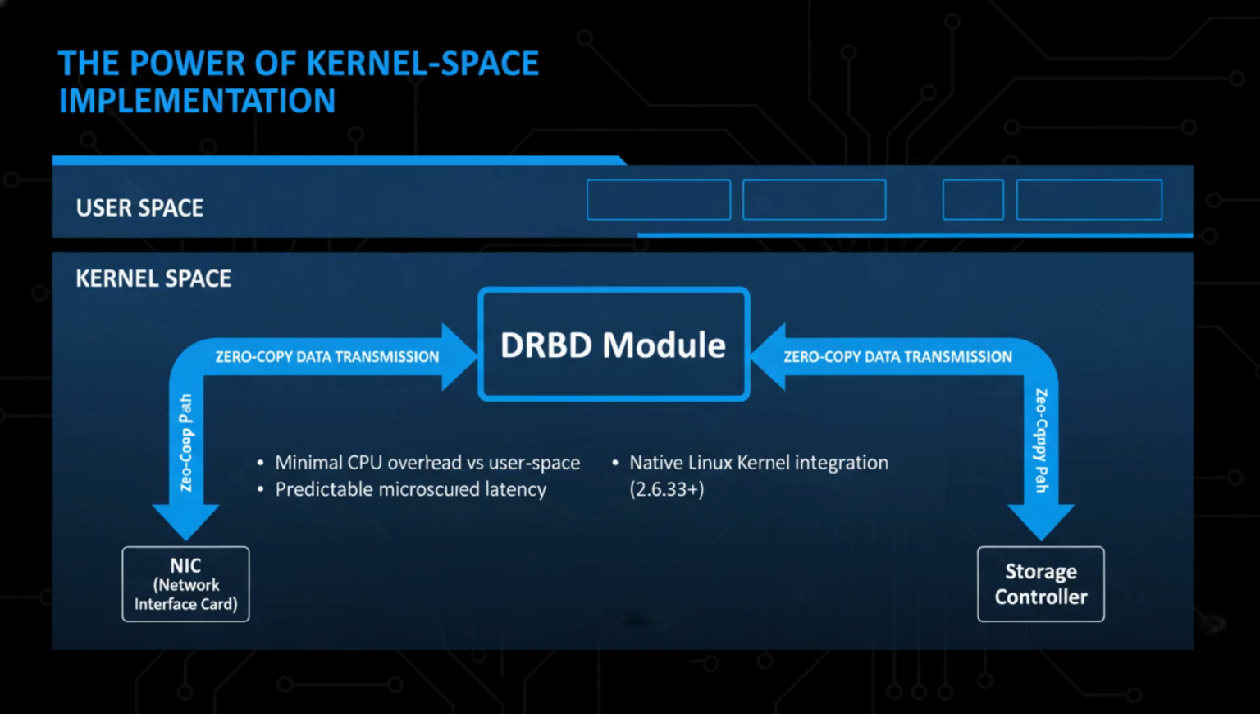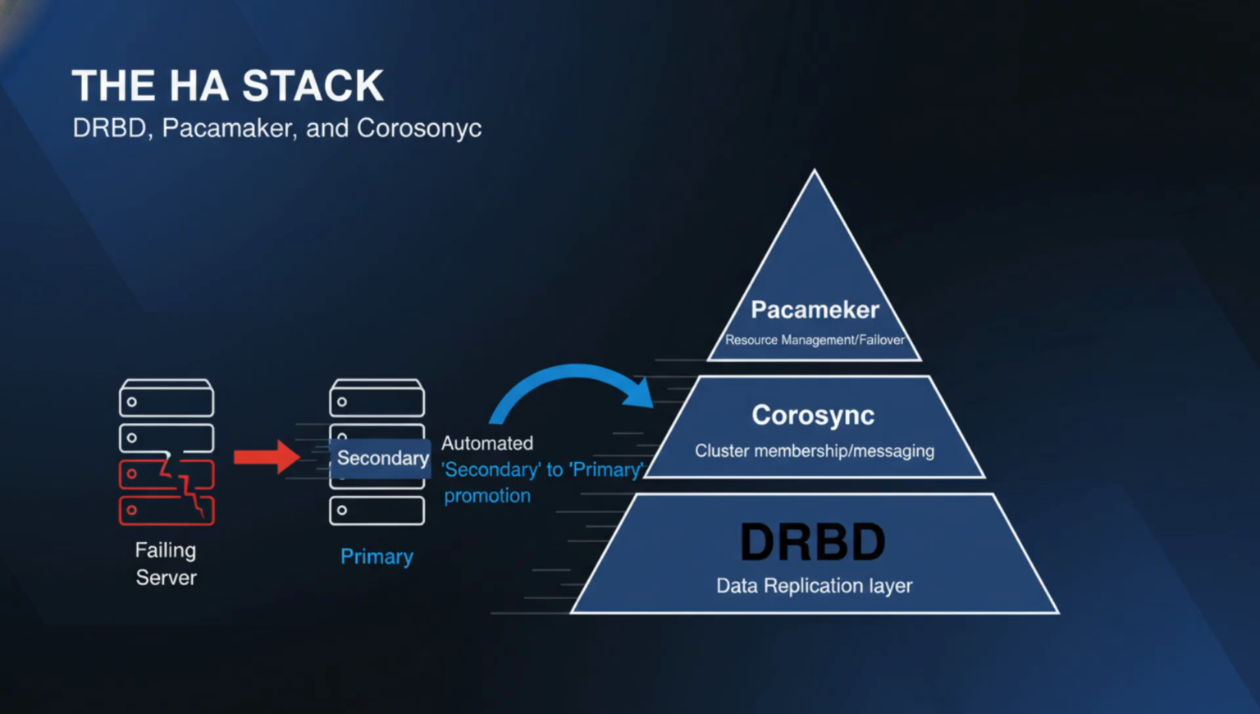For senior architects, this means predictable I/O profiles even under heavy load, which is indispensable for scaling database clusters or large-scale virtualization hosts. DRBD provides the data replication, but it doesn't handle the failover logic itself. For a complete high-availability solution, we integrate it with Pacemaker and Corosync. Corosync handles the cluster membership and messaging, ensuring all nodes know who is alive. Pacemaker acts as the brain, the cluster resource manager.